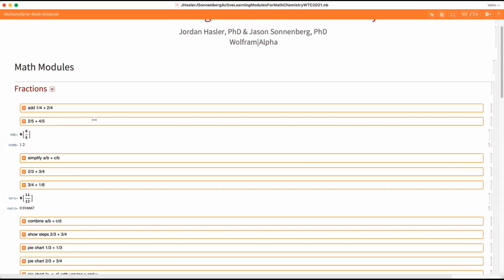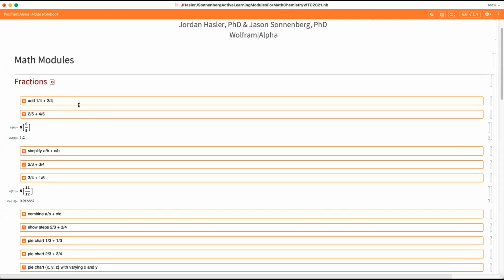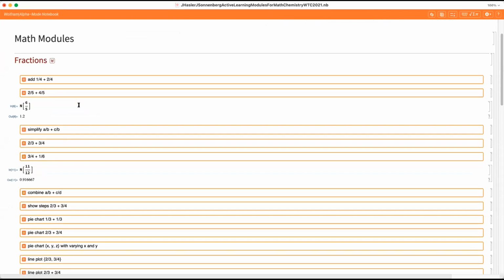So we'll get started here by taking a look at how we can use Wolfram Alpha Notebook Edition to do active learning exercises. One of the first things I want to talk about today is fractions, and then we're going to see how we can visualize those. We're going to see how we can use Notebook Edition to compute those. And then we're going to see how input and output predictions can allow us to compute various other properties, such as finding the numerical value of a fraction.